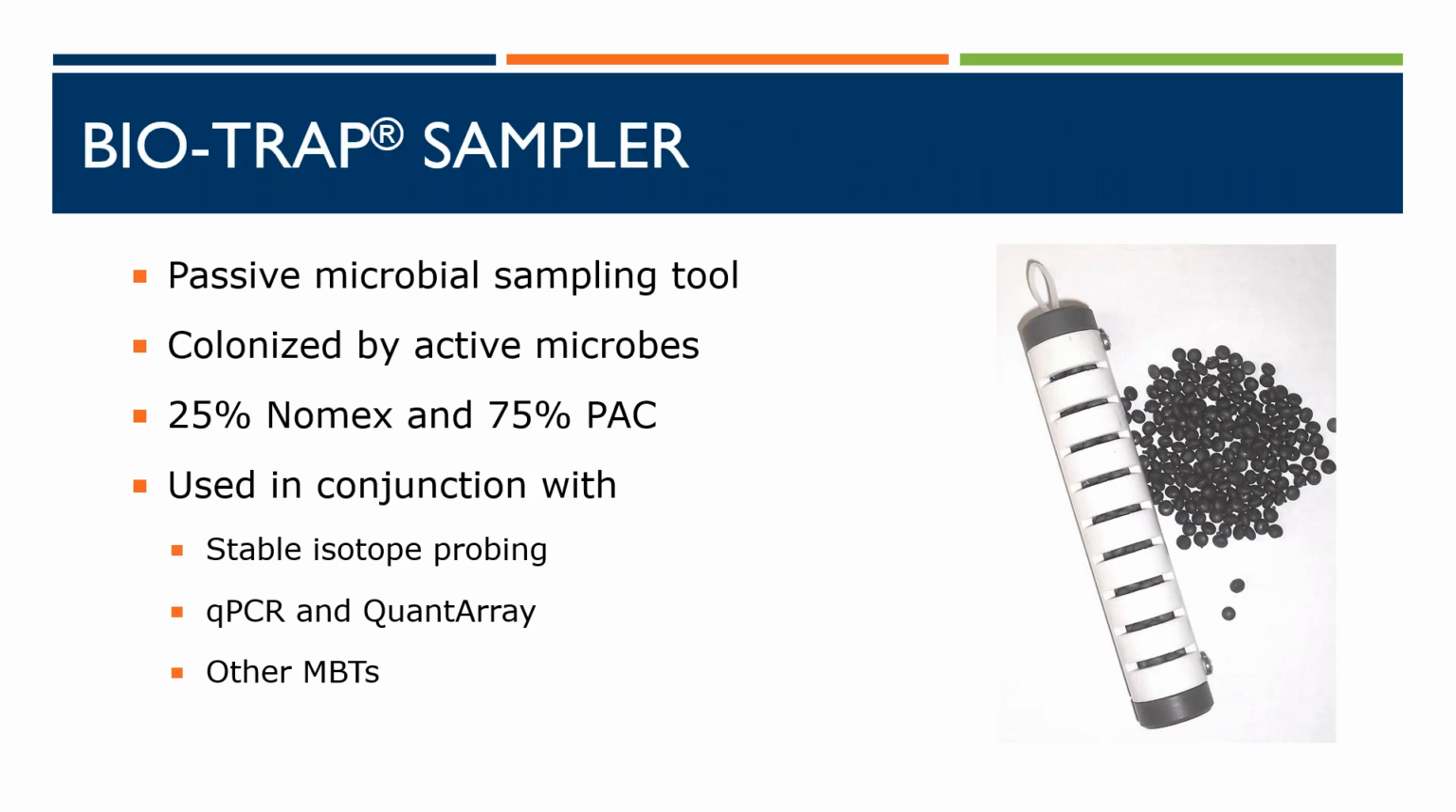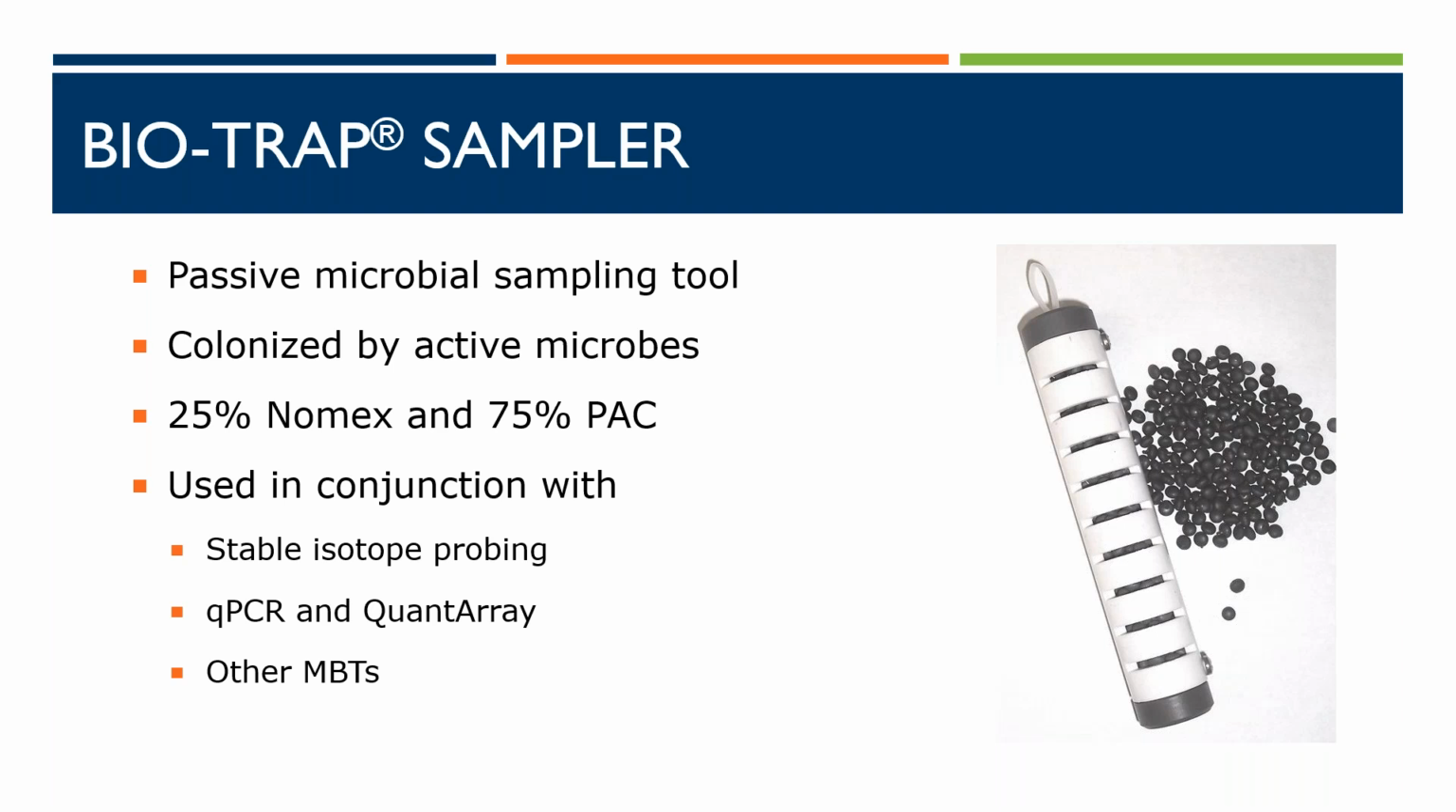We also offer a passive sampling tool called a biotrap sampler, which is a replacement for collecting groundwater at your site. The biotrap is a unique and patented technology that was designed by the University of Tulsa and DuPont, and it's a way we can collect microorganisms so we can understand biodegradation potential.